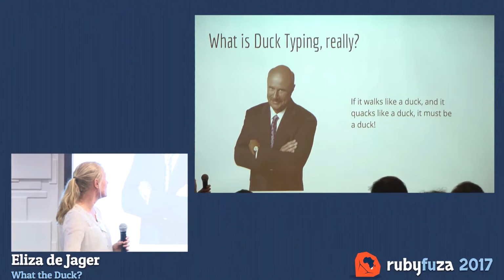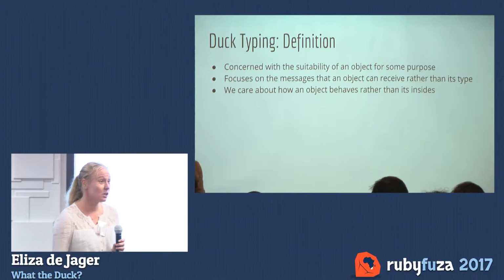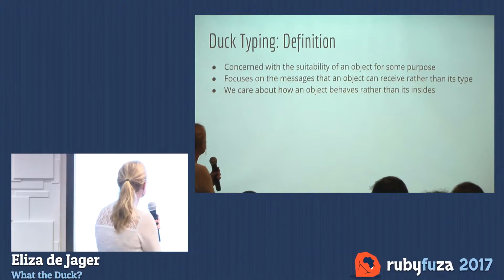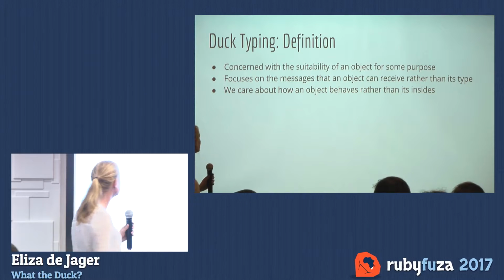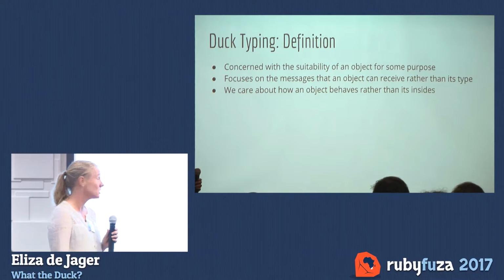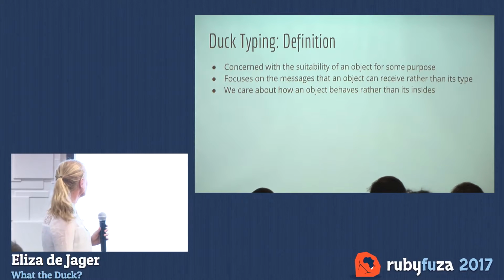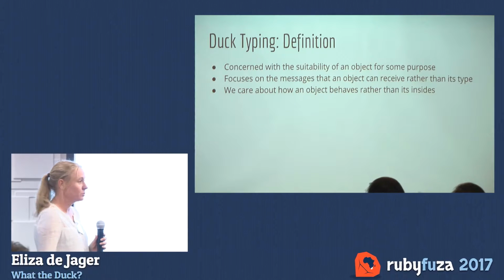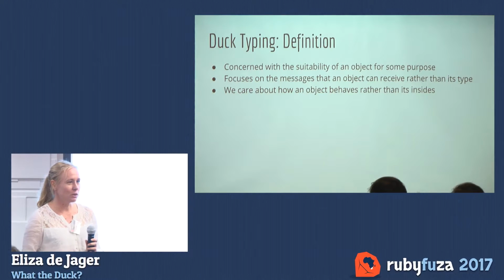I also went onto the internet and I looked for some more formal definitions, and I found a couple. So here we have somebody saying that duck typing is concerned with the suitability of an object for some purpose. It focuses on the messages that an object can receive rather than on its type. And we care about how an object behaves rather than about its insides. So the general message seems to be, we don't care how something works or why it works, we just care that it works.